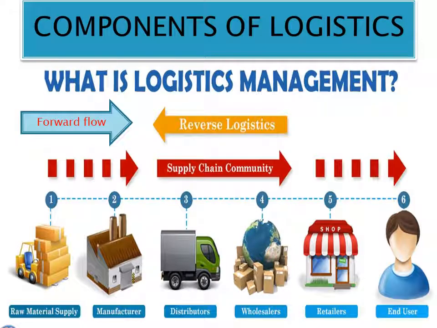So, what are the components of logistics? Now, logistics involves multiple components. First of all, we have forward flow and reverse flow. So, we know that goods move forward, meaning to the consumer, from the suppliers to the manufacturer. Then it goes through the distribution centers or points, gets to the different middlemen like wholesalers and retailers, and then it gets to the end user.